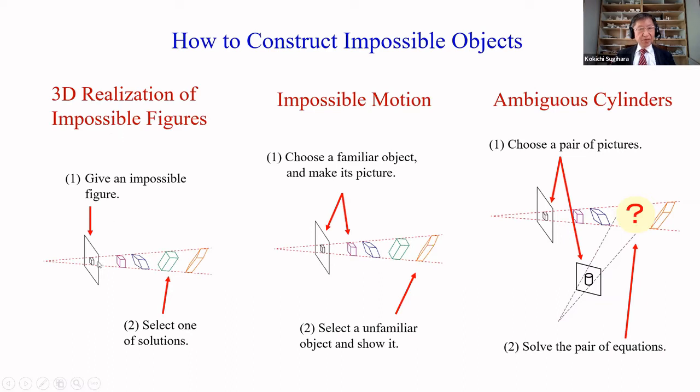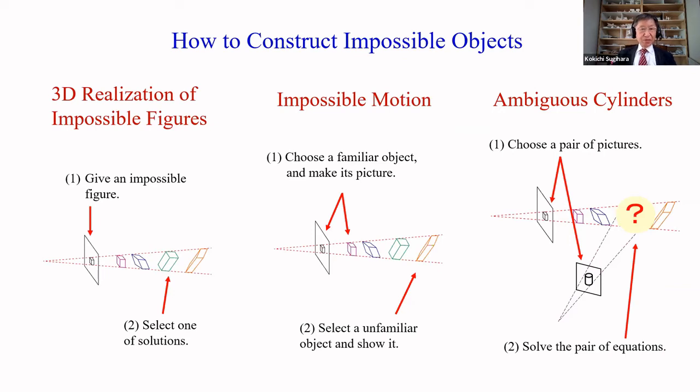In that case, we are given the impossible figures and we fix a viewpoint, construct the equations and solve them. If they have solutions, we can construct 3D objects whose appearances match impossible figures.